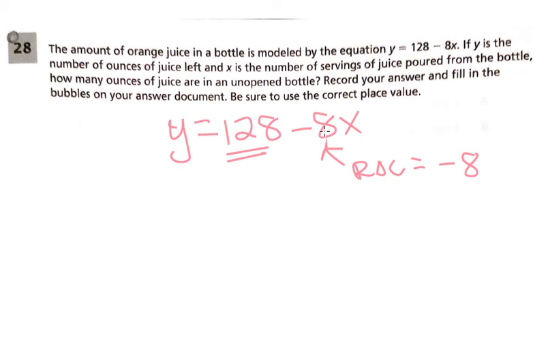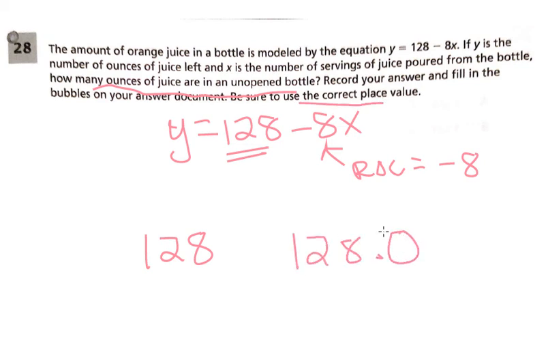So right now we are looking at a situation where it is asking us how many ounces of juice are in an unopened bottle. Well, that's how much there is to start. So that's 128. If you put in 128, you got the correct answer. It does say to use the correct place value, so if you put 128.0, that was also correct. But again, if you want to know how many ounces are in an unopened bottle, it is asking you for the starting value.